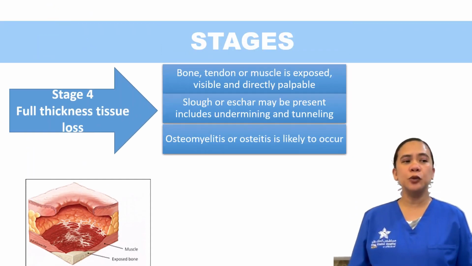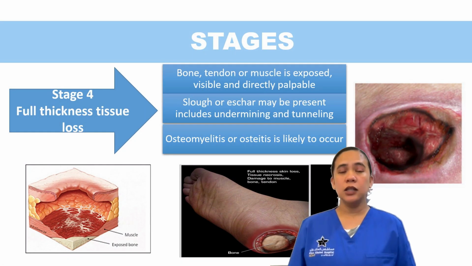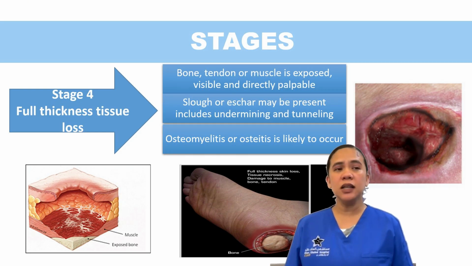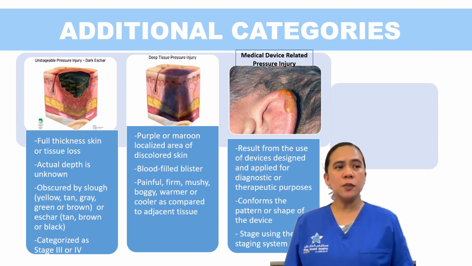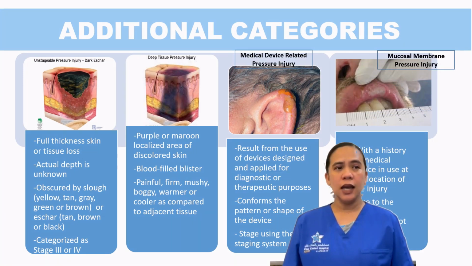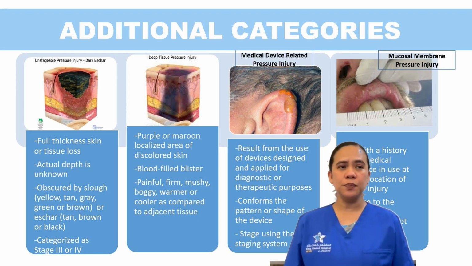Stage 4 is the full-thickness tissue loss. The bone, tendon, or muscle is exposed. It is visible and directly palpable. A slough or eschar may be present also, and includes undermining and tunneling. Infection can likely occur.